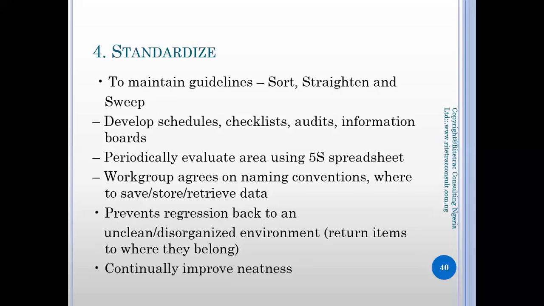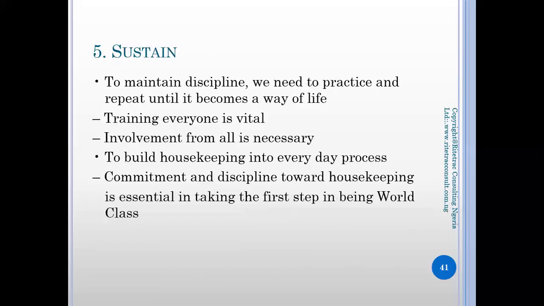No unused things. Standardize. When you have done all the four, you standardize and maintain it. To maintain guidelines, sort, straighten, and sweep, develop schedules, checklists, audits, and information, but periodically evaluate the area using 5S spreadsheets. The work group agrees on naming conventions and where to save. It prevents regression, so continually improve neatness. That's what that is. After all the four, what will you do? You sustain all the gains that you've made.